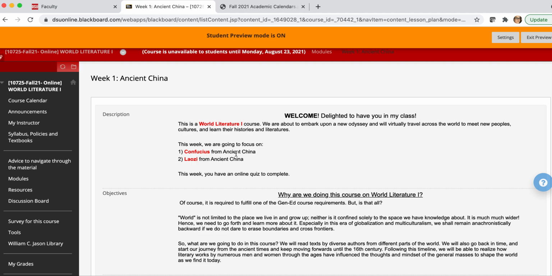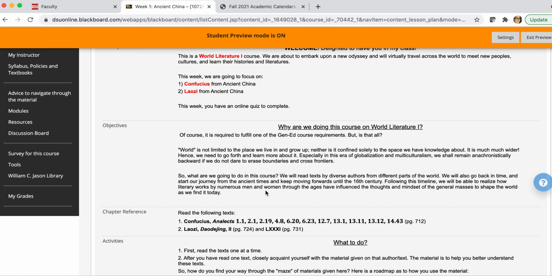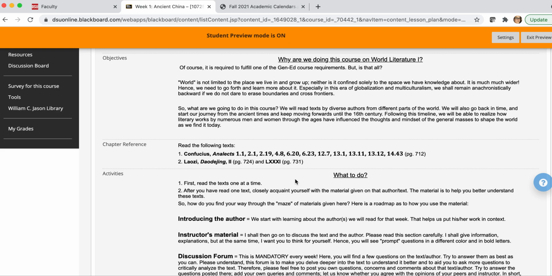We're going to read Confucius from Ancient China, and we're going to read Lao Tzu from Ancient China. And every module will also tell you what you're going to complete for that week. And so this week you have an online quiz to complete. Then the module will go to an explanation of why we are reading this. And then here is the reading. These are the exact texts that you will be reading. Okay, then we have an explanation of what to do.